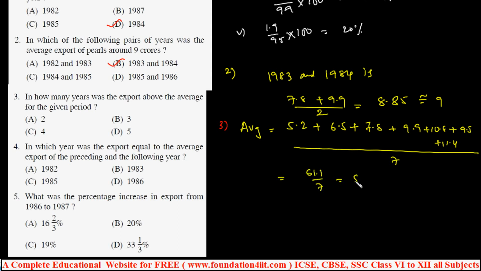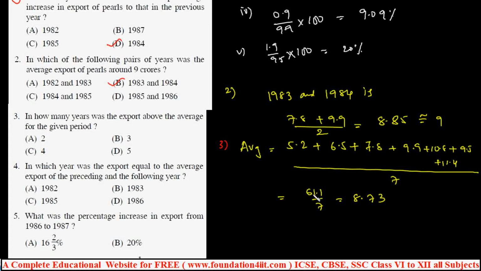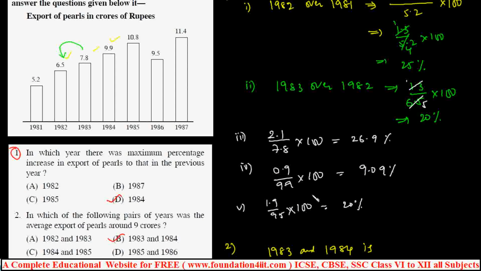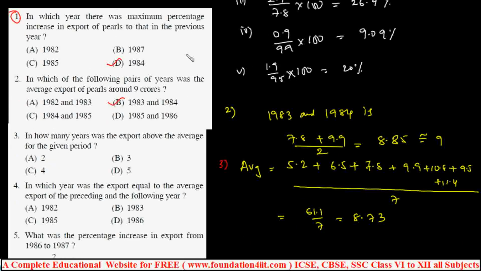61.1 by 7 is 8.73. So the export above the average was in the years above 8.73. Above 8.73 means 1984, 85 and 86 also, and 87. So the total is 4. Okay, total number is 4.